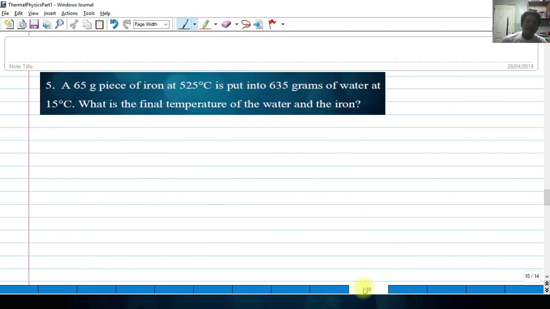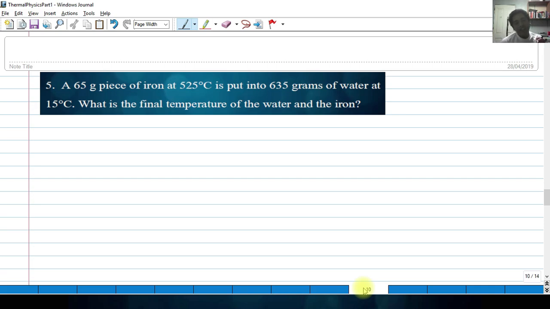So, for our problem number 5, a 65-gram piece of iron at 525 degrees Celsius is put into 635 grams of water at 15 degrees Celsius. What is the final temperature of the water and the iron after putting it together? So as you can see here, we have two entities. We have two objects, the iron and the water.